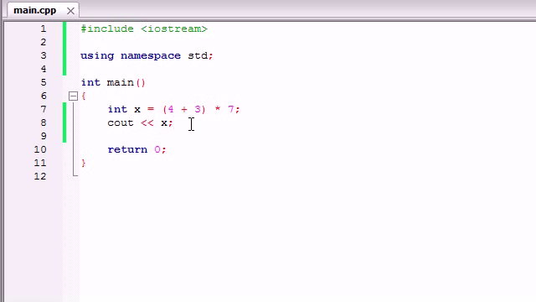For now, that's all I want to talk to you guys about: basic arithmetic and how it works in C++. So for now, that's all you guys get.